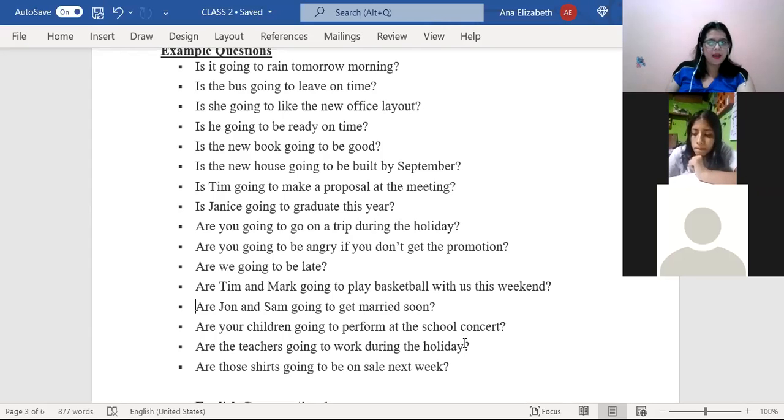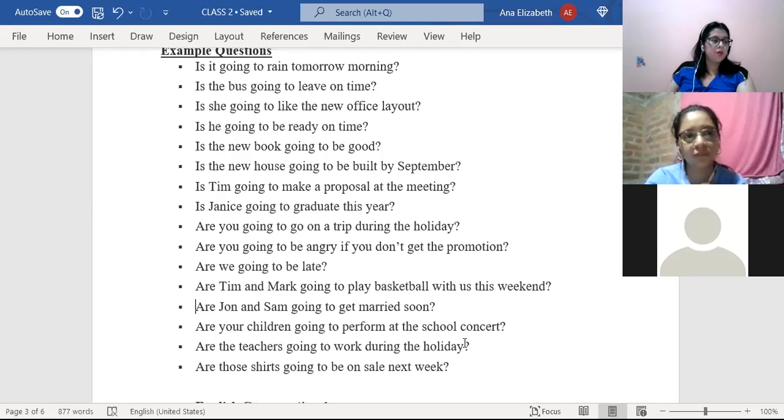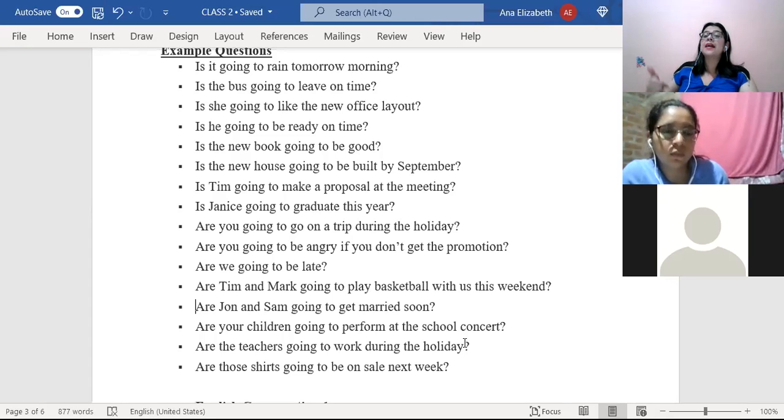Hagamos la misma con la playa. ¿Cómo sería la pregunta? Preguntémosle a Fidel si va a ir a la playa. Fidel, are you going to go to the beach? Acuérdense que le dijeron que mañana iba a ir, entonces agreguémosle eso. Fidel, are you going to go to the beach tomorrow? Fidel contesta. Yes, I am. Eso.